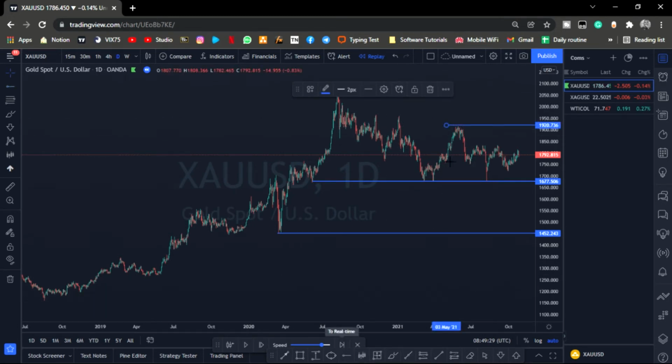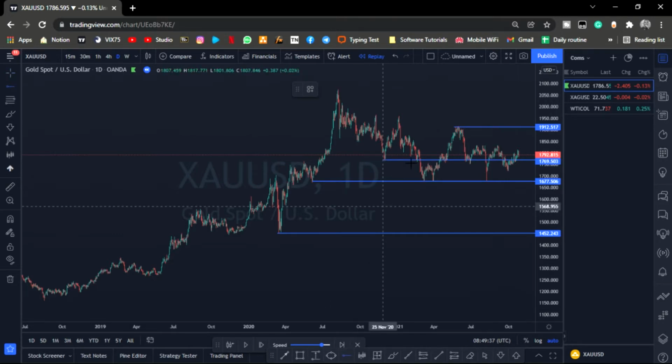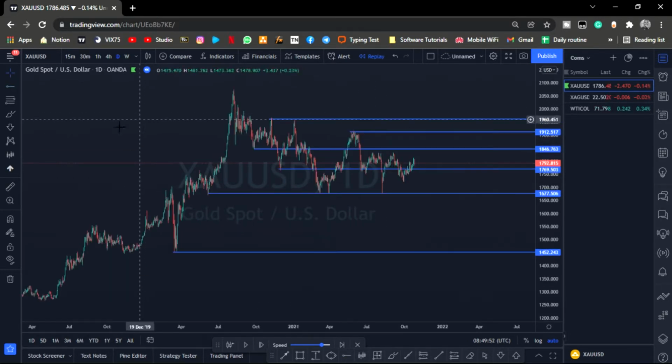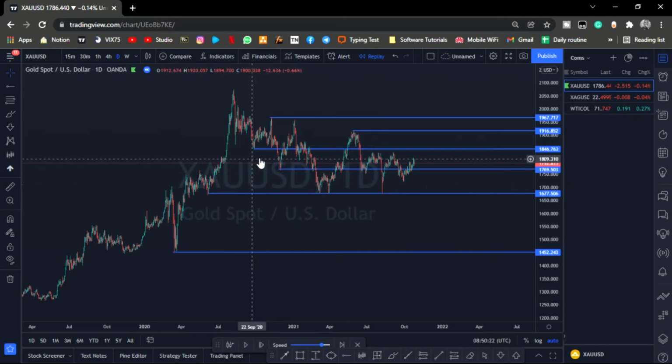They say it's a resistance zone somewhere here. Then they also see this is a resistance zone, and maybe here also is a resistance zone, and here is a resistance zone. So far I'm still on the daily chart, and already my chart is messed. And when your chart is messed, usually there's something wrong with your analysis.